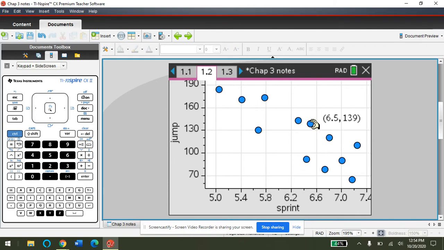It does a really nice job. You can hover over them to figure out what each ordered pair is. Okay, so that would be a scatter plot graph. You could sketch it by hand. If you have to actually turn in a graph that you sketch by hand, it is wrong if you don't label each axis. So if you don't put sprint times and jump lengths, your graph would be considered incorrect. It's extremely important that you graph them.